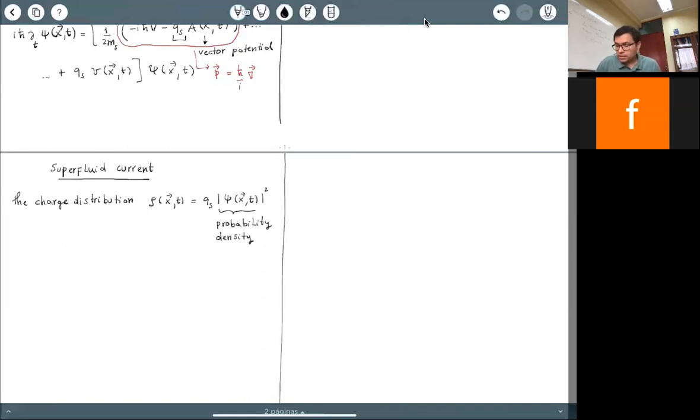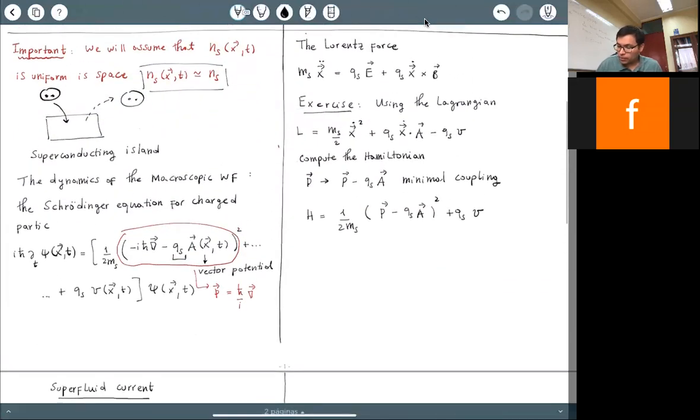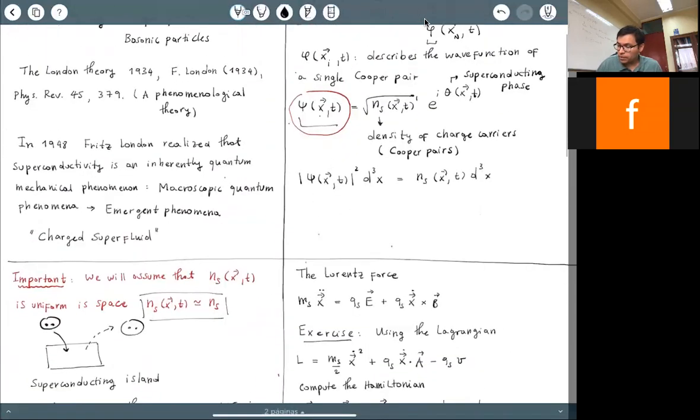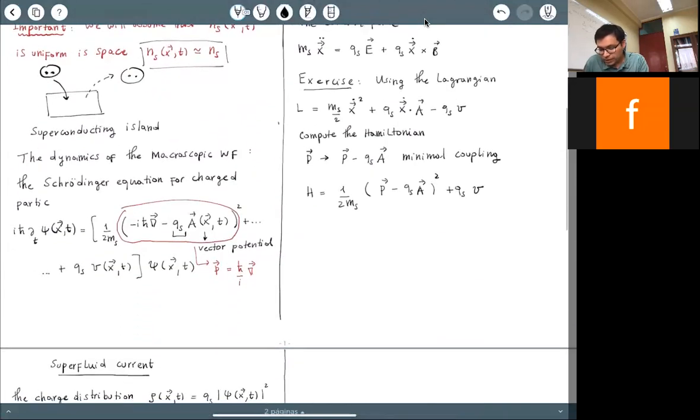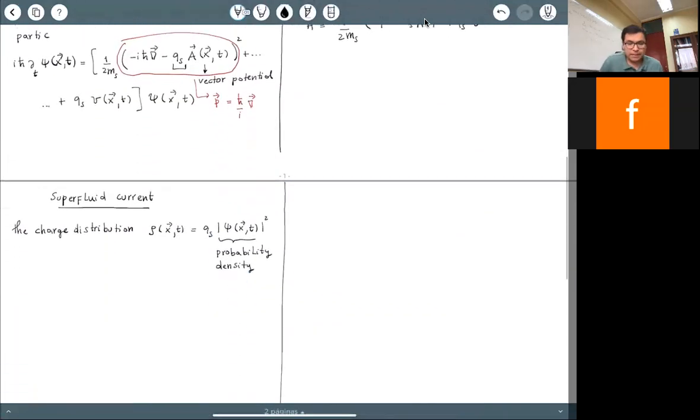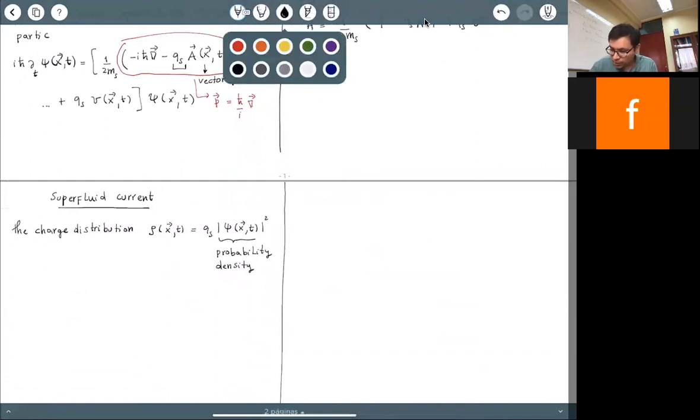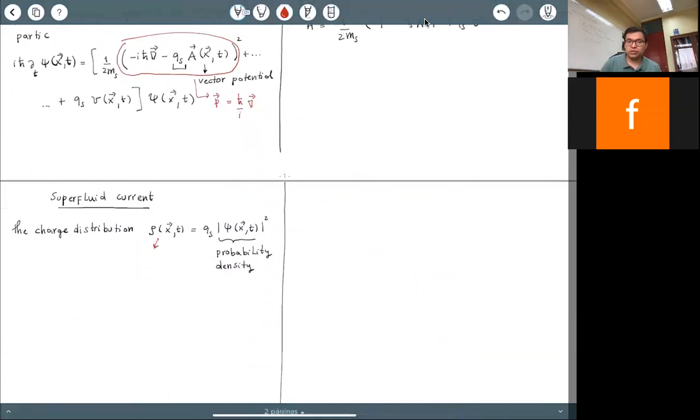We know already that this probability density has to do with the density of charge current. Okay. So this is the charge distribution, and because we are talking about superconductivity, this is a superfluid charge.